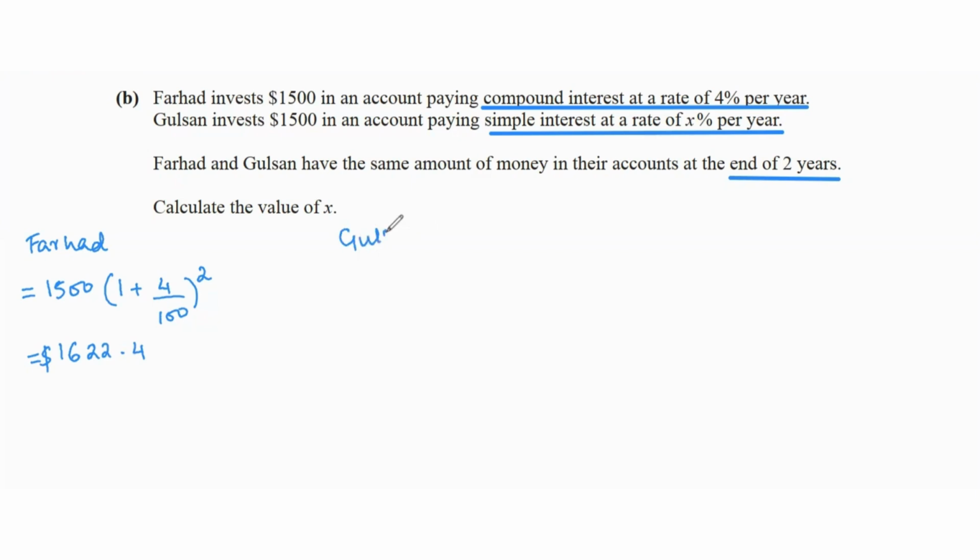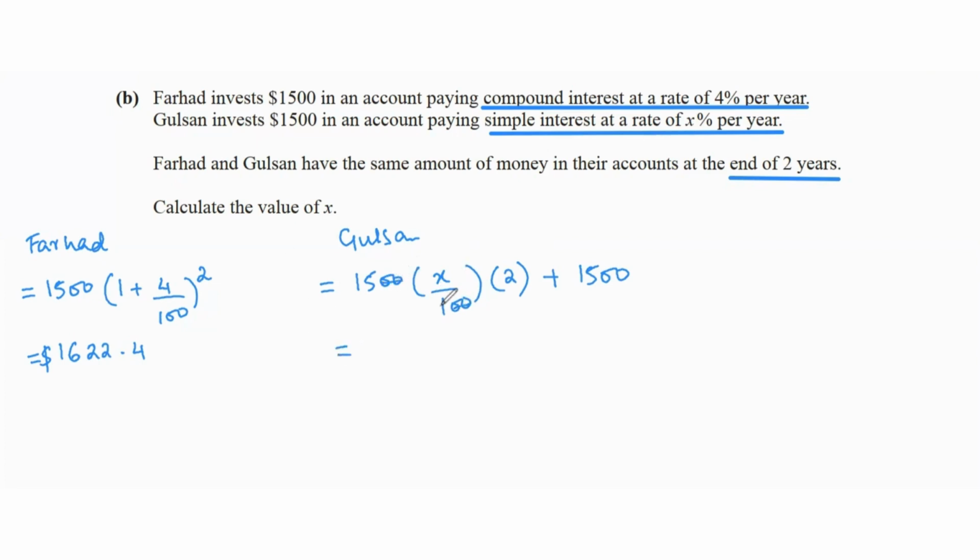Now for Wilson, he's paying simple interest at the rate of X% per year. So that means 1,500 times X over 100 times 2 plus 1,500. In simple interest, you find the interest and then add it to the initial amount. Initial amount is 1,500, which they're investing. So 1,500 times X over 100 times 2 gives us the value of the interest. And then we add that to the initial investment to find what is the value of the amount after 2 years.